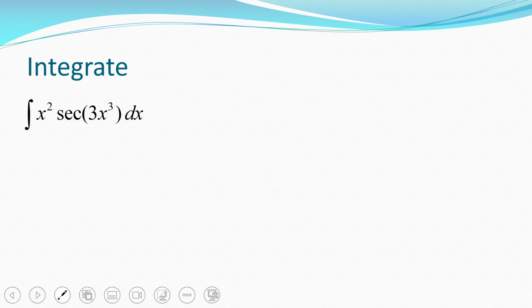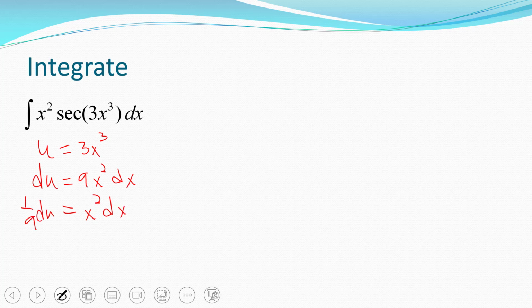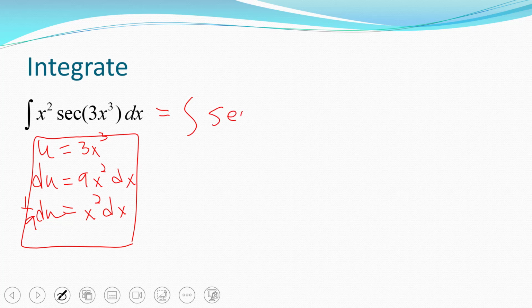So I want to know what's the antiderivative of x squared times the secant of 3x cubed. Not difficult to do. I'd let u equal 3x cubed. Then du would be 9x squared dx. That means that x squared dx is really 1/9 of du. That then equals, by using these substitutions, the integration of secant of u, and the x squared dx, that's the 1/9 du. I'll put the 1/9 in front and the du in back.